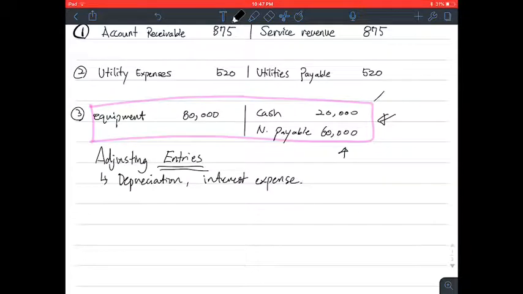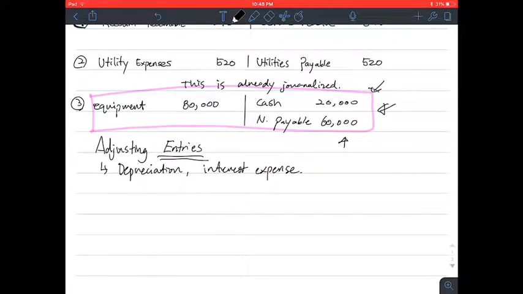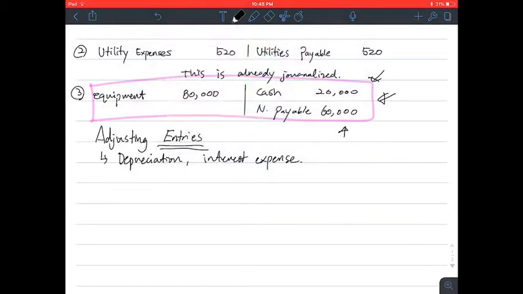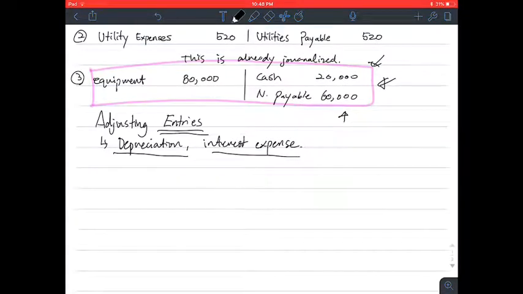So this is already written down when the transaction occurred, so we don't have to do this in adjusting entries. This is already journalized. Those of you who wrote this down for your answer, please remove it, and you only need to consider the depreciation and interest expense. It says that the equipment depreciates $400 per month, and interest is $500 per month.